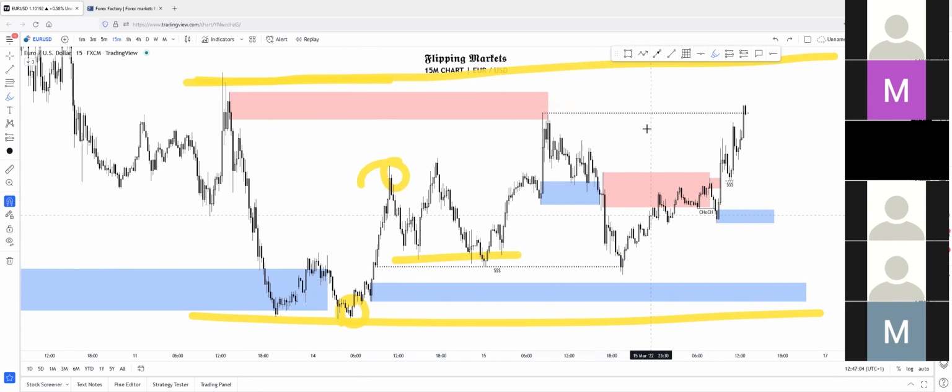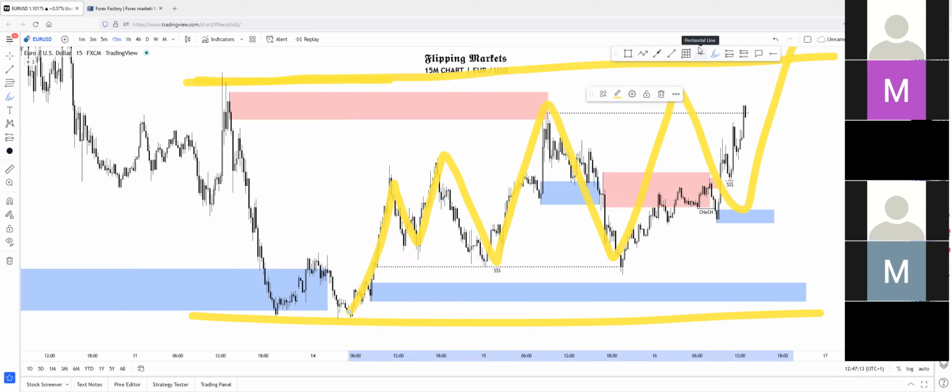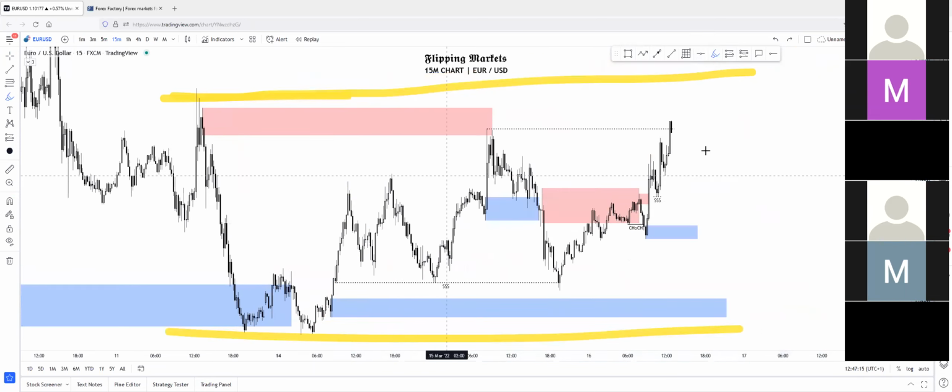So the overall substructure on the 15-minute chart is actually bullish, as you can see, creating a series of higher highs and higher lows, a series of strong lows, weak highs, strong lows, weak highs. So this is our substructure, but this is the real structure. Okay, does it make sense?